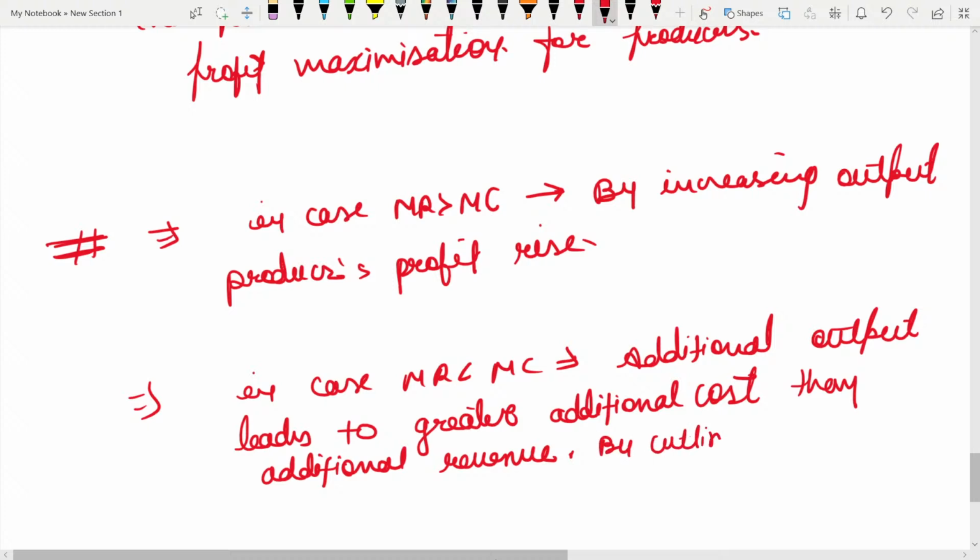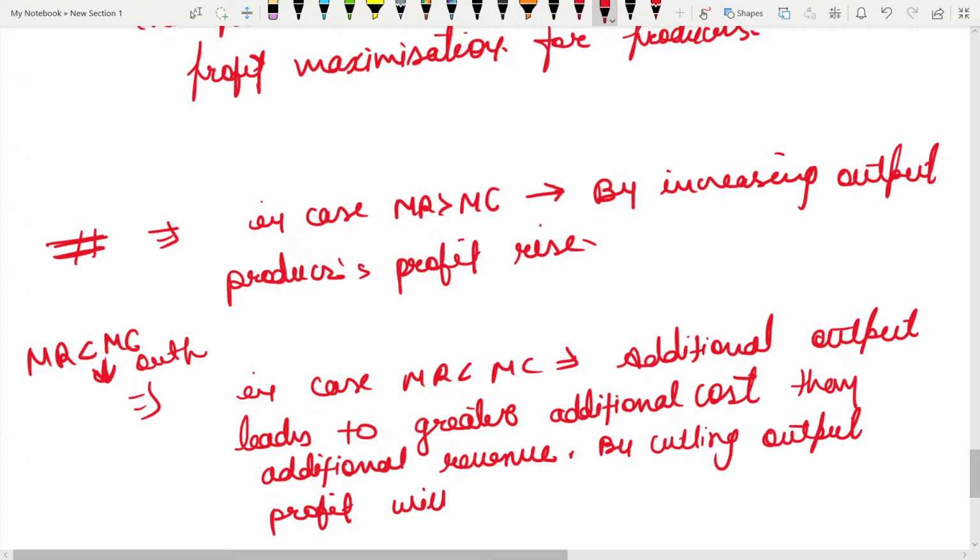बाय कटिंग आउटपुट। वाई आउटपुट? बिकॉज जैसे जैसे हम आउटपुट को और बढ़ा रहे हैं, क्योंकि ऑलरेडी हमारा एमसी जो है वो ज्यादा है, एमआर से। तो अगर हम आउटपुट को और इंक्रीज करेंगे तो हमारी मार्जिनल कॉस्ट क्या होगा, इंक्रीज होगा, क्योंकि हम एक्स्ट्रा यूनिट आउटपुट खरीदेंगे तो जो एडिशनल कॉस्ट है वो इंक्रीज करेगा। तो ऐसे सिचुएशन में हमें आउटपुट को और बढ़ाना नहीं चाहिए, बल्कि हमें आउटपुट में रिडक्शन करना चाहिए। सो बाय कटिंग आउटपुट, profit will rise. So this is the situation.